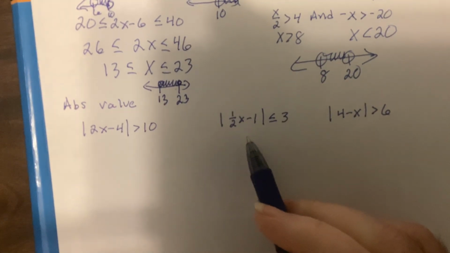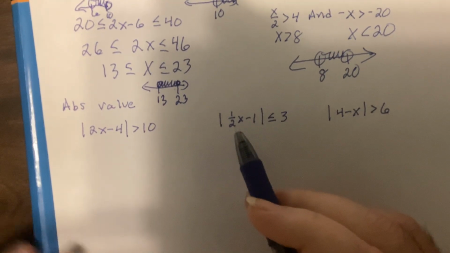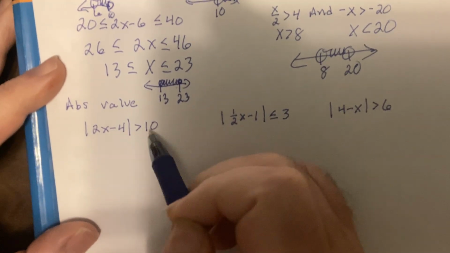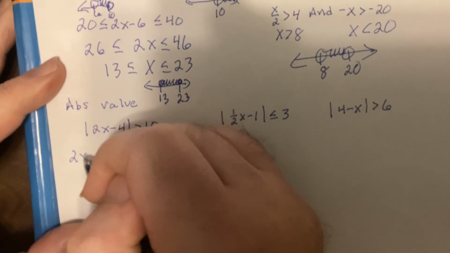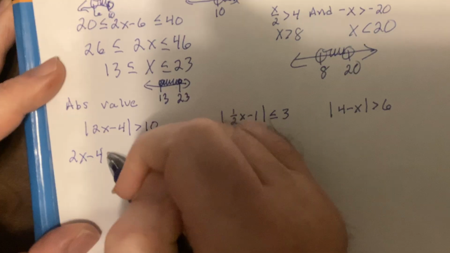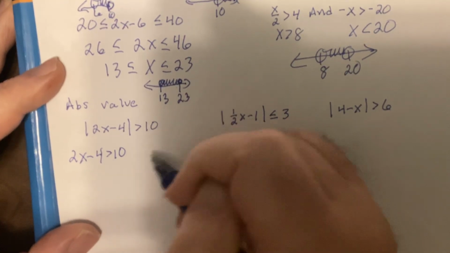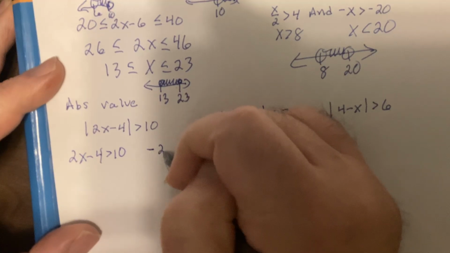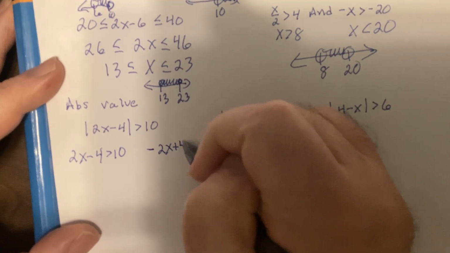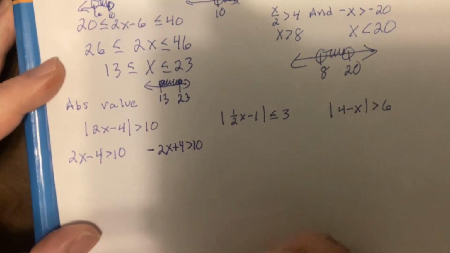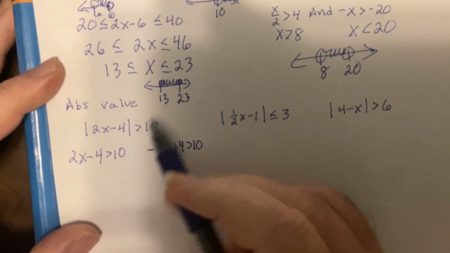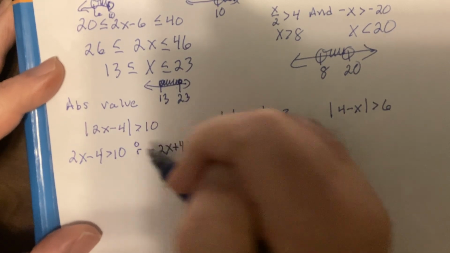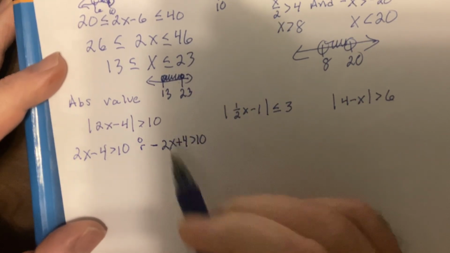Now, absolute value. Remember, there's 2 parts. First, you can just get rid of the absolute value. Then you take the opposite of the inside. Now I'm going to skip a step and do the opposite as I write it. Now, if it's greater than, it's an OR. Now I solve it just like I did above.